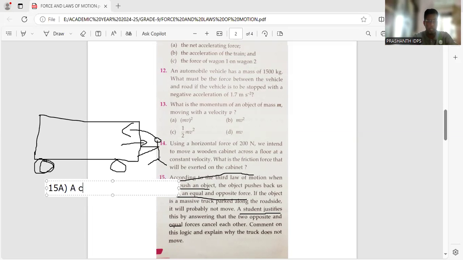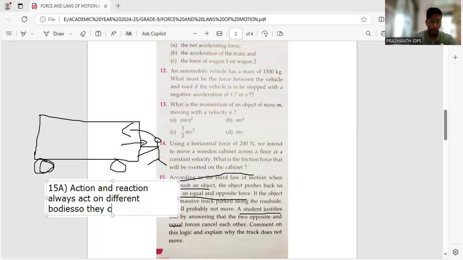You may note down: action and reaction. Who is giving the action here? The person, who is pushing the truck. And the reaction is by the truck on the person. Action and reaction always act on different bodies. It is very important. Action and reaction won't act on the same body. The different bodies here are the person and the truck. So they cannot cancel each other.